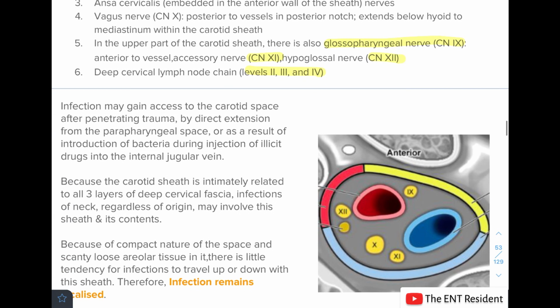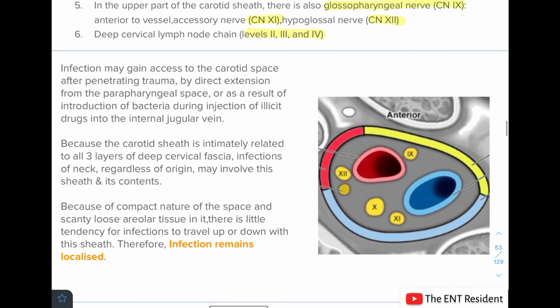Infections may gain access to the carotid space after penetrating trauma, or by direct extension from the parapharyngeal space, or as a result of introduction of bacteria during injection of illicit drugs into the internal jugular vein. You can see these are the contents of the carotid sheath: the internal jugular vein, the common carotid artery, the 9th, 12th, 10th vagus nerve and the 11th nerve.